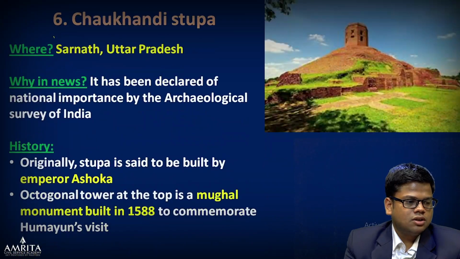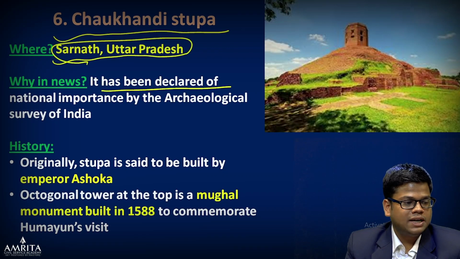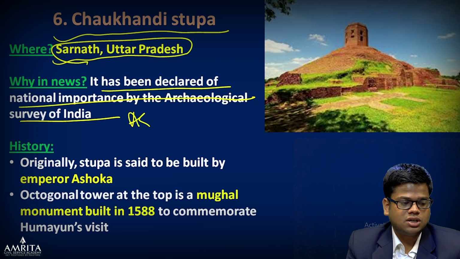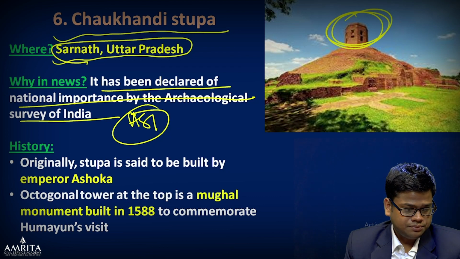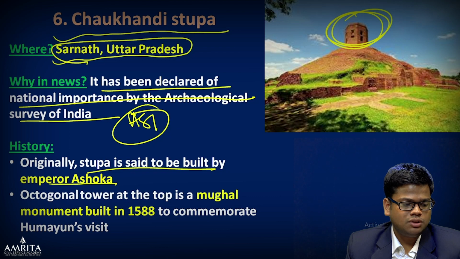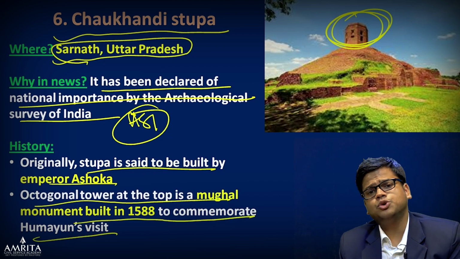Next is Chaukhandi Stupa. Chaukhandi Stupa. It is found in Sarnath in the UP. It has been declared as a monument of national importance by the Archaeological Survey of India. But this structure has been added to by the Mughals. Originally the stupa was built by Emperor Ashoka. That octagonal tower at the top is the Mughal monument built in 1588 to commemorate Humayun's visit.